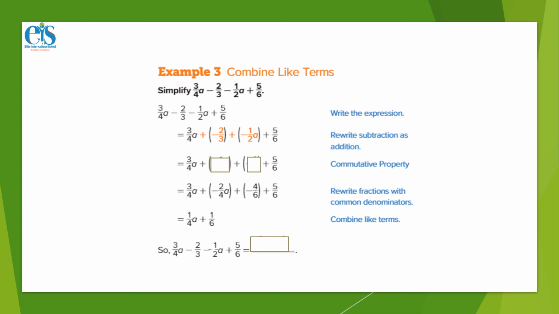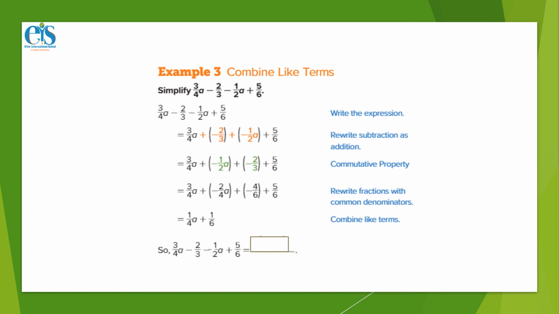Our next step is to apply the commutative property and group the like terms. 3 by 4a plus -1 by 2a plus -2 by 3 plus 5 by 6. We have combined the like terms, and the like terms are 3 by 4a and -1 by 2a. The second group of like terms are -2 by 3 and 5 by 6.